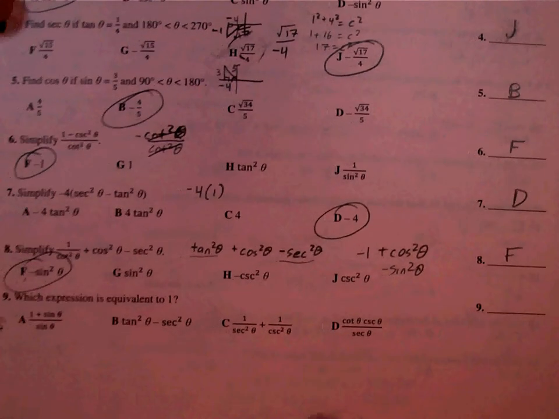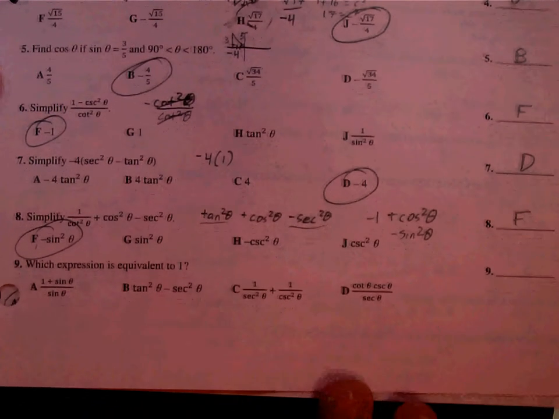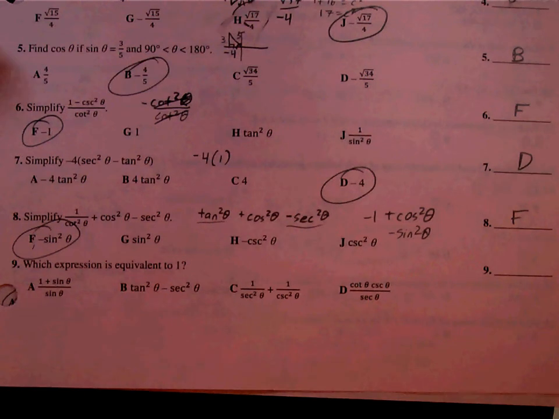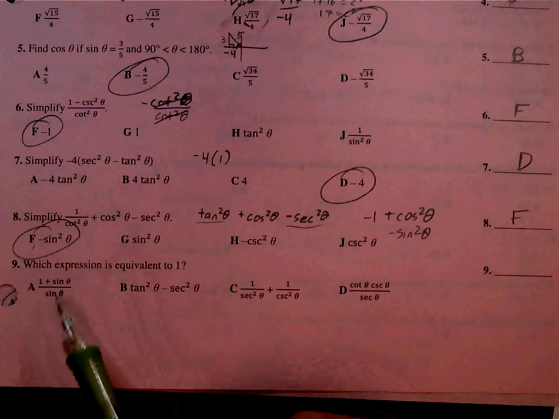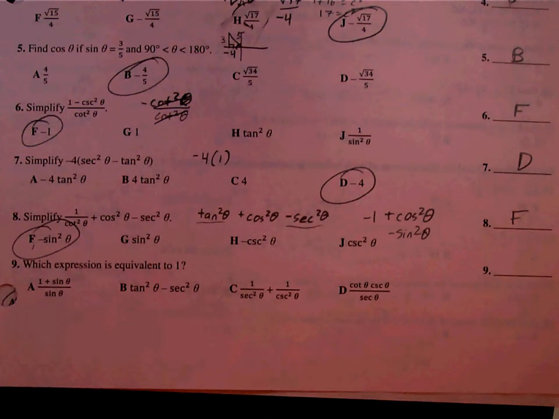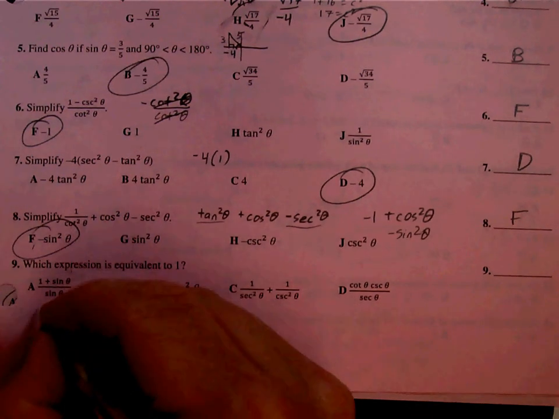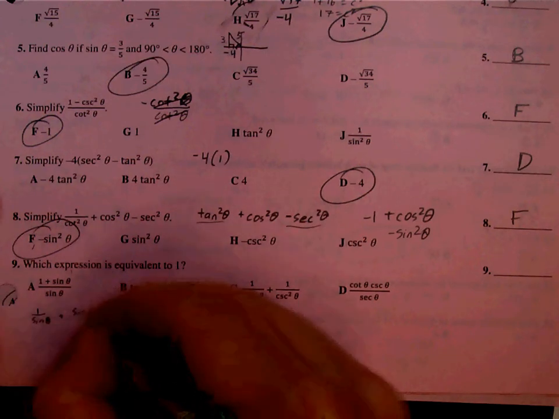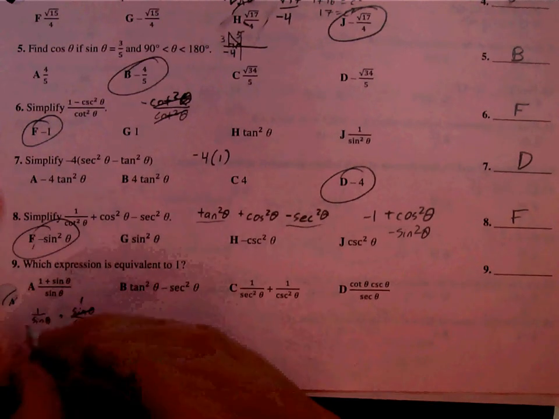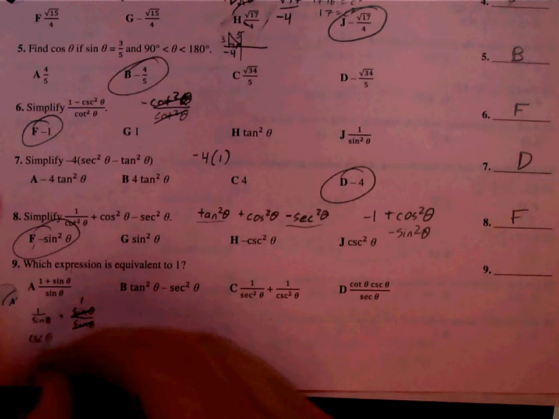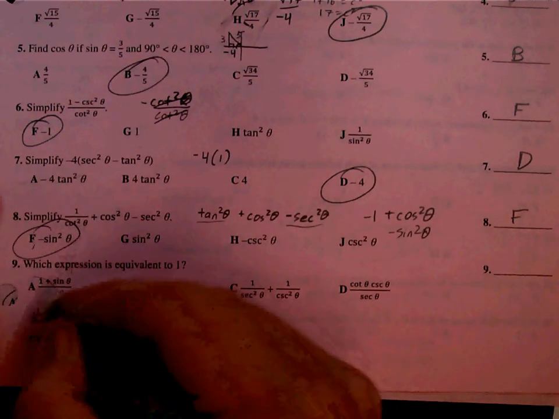All right, next question. Which expression is equivalent to 1? Well, as I look at letter A, there's no squares here, so I can't use any Pythagorean identities. I can't cancel out the signs. I mean, I could make 2 different fractions, 1 over sine theta plus sine theta over sine theta. That part becomes 1, but then this is still a cosecant. Cosecant theta plus 1. That doesn't look like it equals 1, so we're probably going to throw A out.